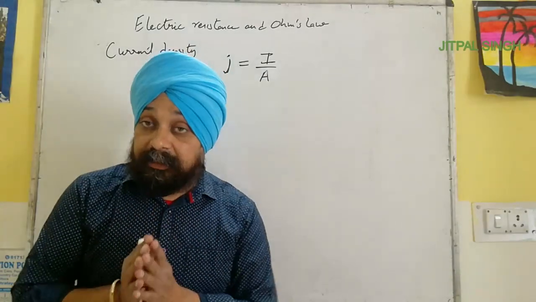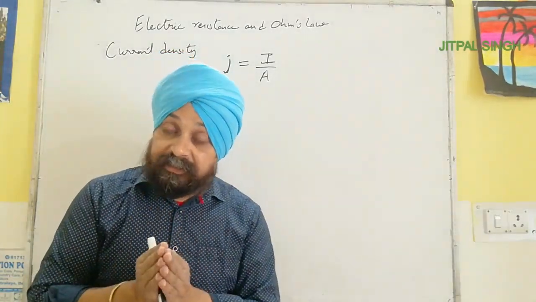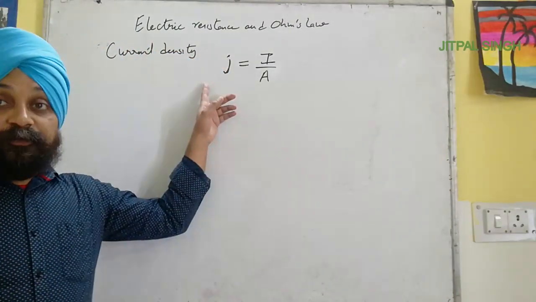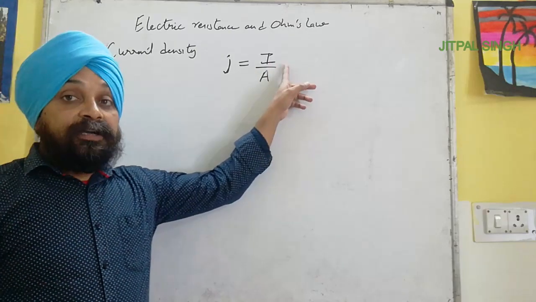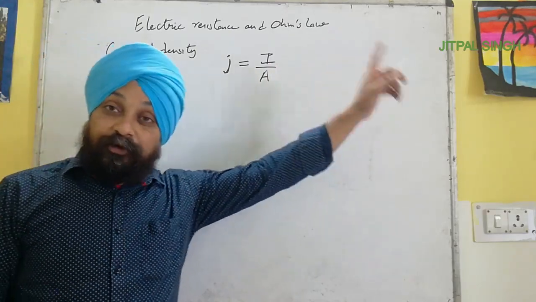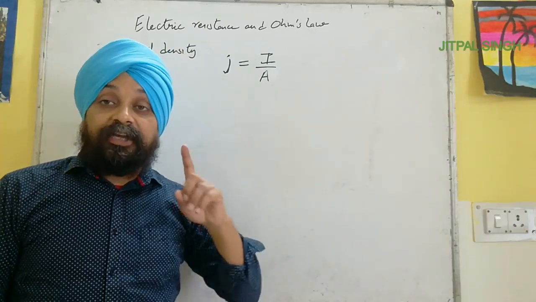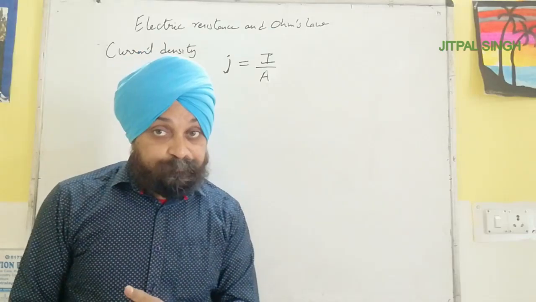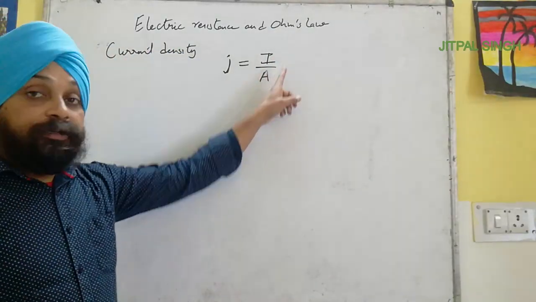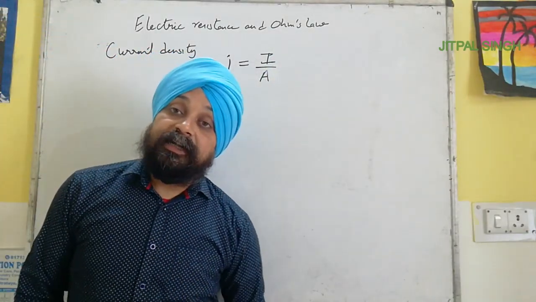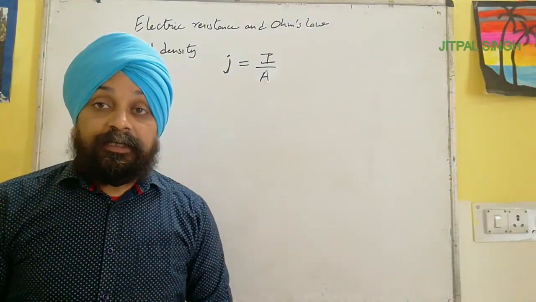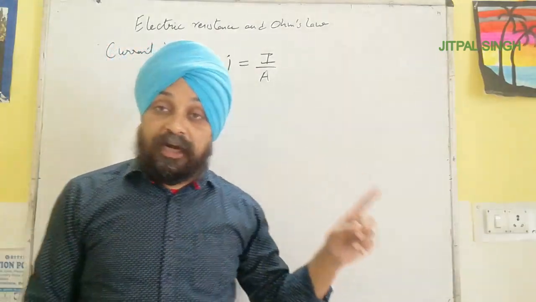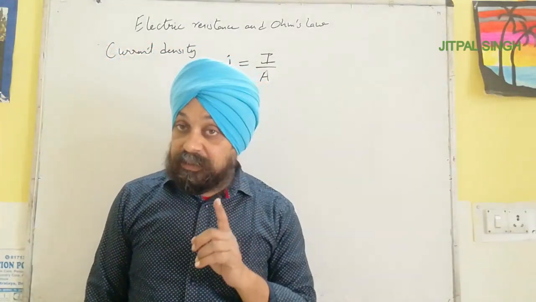I repeat, current density is the property of a point in a conductor and not of the entire conductor. Current density at a point is defined as the current flowing through the conductor at that point to the area of cross section of the conductor at that point. So J equals I upon A. Further, current density is a vector quantity. Its direction is same as direction of motion of positive charge or direction of current.